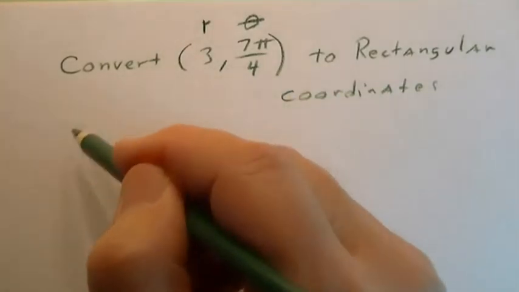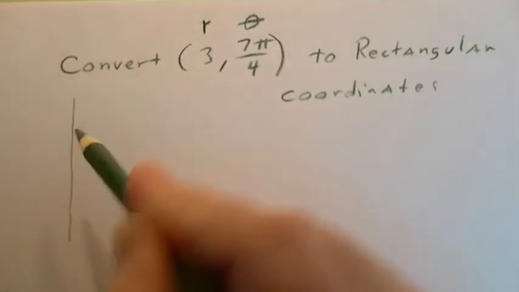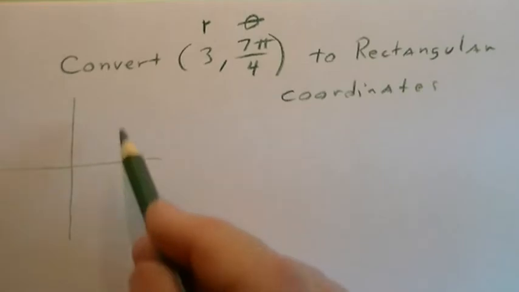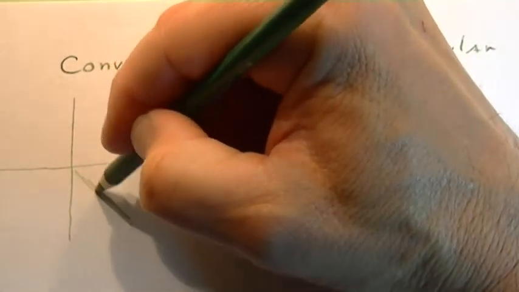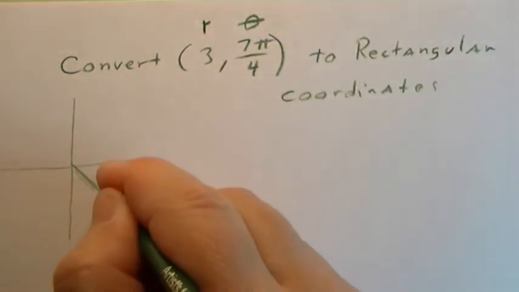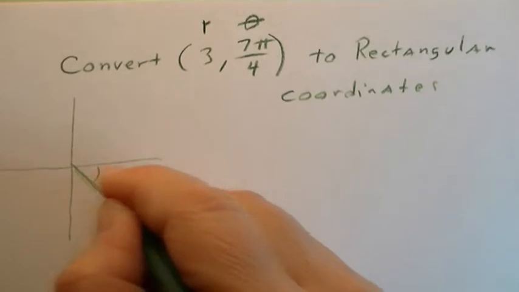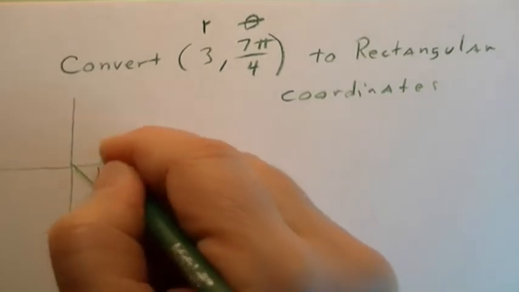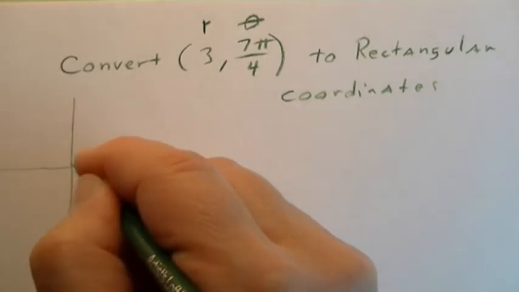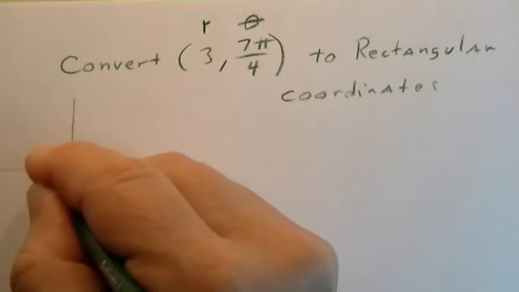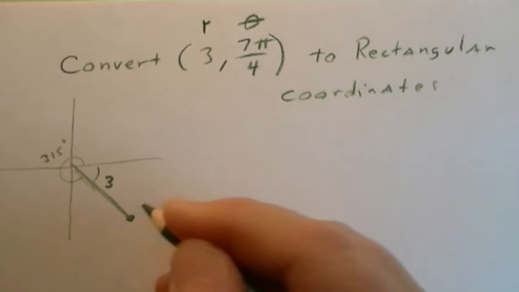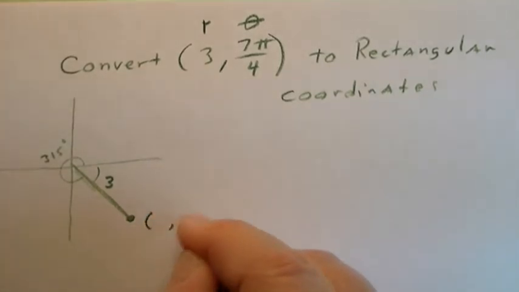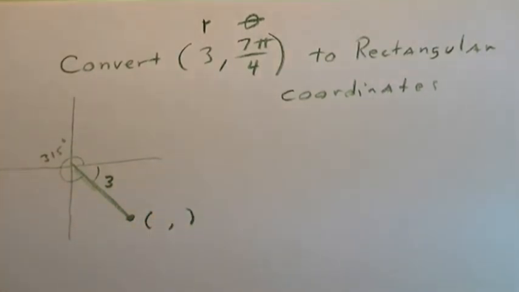So let's just get a picture of what we're talking about here. And 315 essentially is negative 45. So what we've got is a line that's 3 units long and has an angle here of negative 45 and an angle here of 315 degrees. And what they're asking for is, what are these coordinate points?